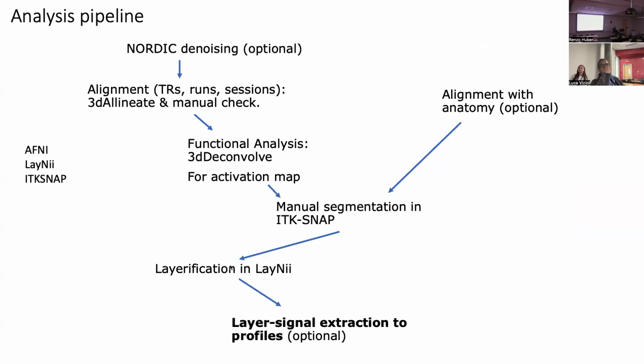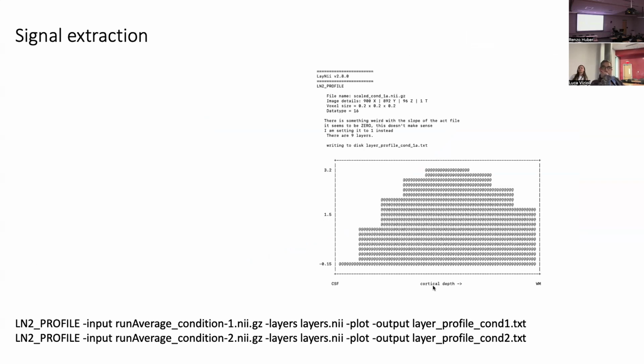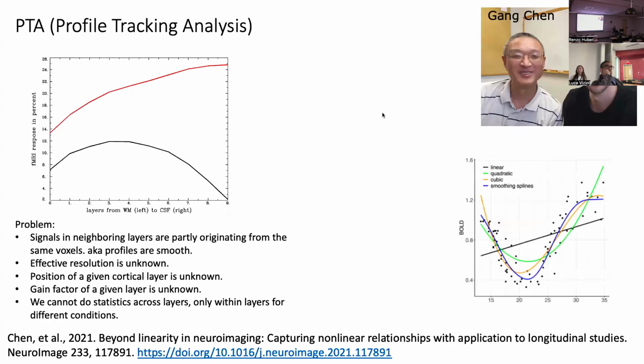So next is the layer extraction, and the extraction per se is pretty easy. You basically have a LAYNII program that looks into the mask of the layers and then finds all the activation voxels that fall within that mask and then averages them and spits them out into a text file. And then also plots them in the little ASCII art that we will look at tomorrow. Then the question is, what do we do with that? Specifically, if we have this across runs or across people or across different task conditions.